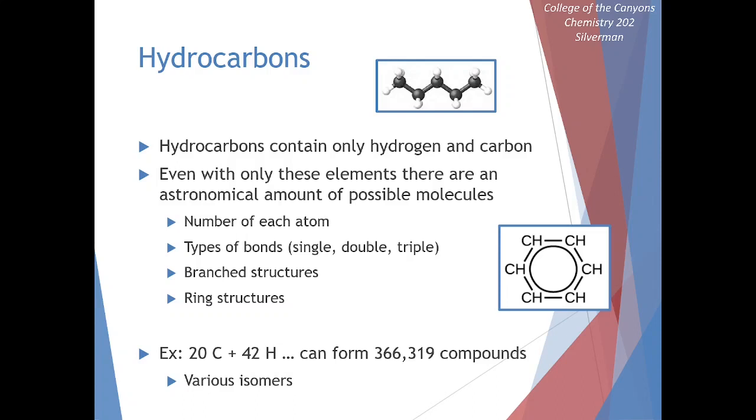We can start to form rings and loops. We can start to form wide branches. We can have different types of bonds. Carbon can form double bonds or triple bonds, even just with other carbons. And so even just hydrogen and carbon, we can have many compounds available. So just 20 carbons, 42 hydrogens, okay, 366,000 compounds available. These are known as, of course, isomers. The same chemical formula, but with different structures, different properties.